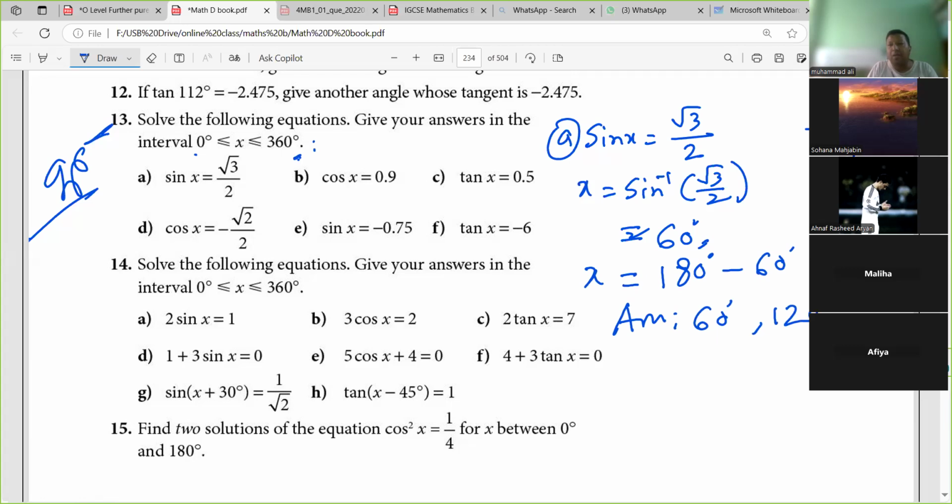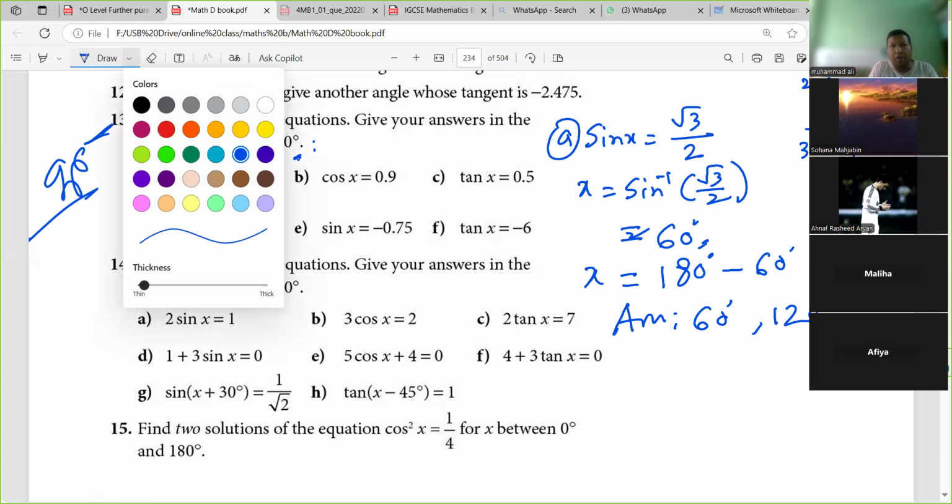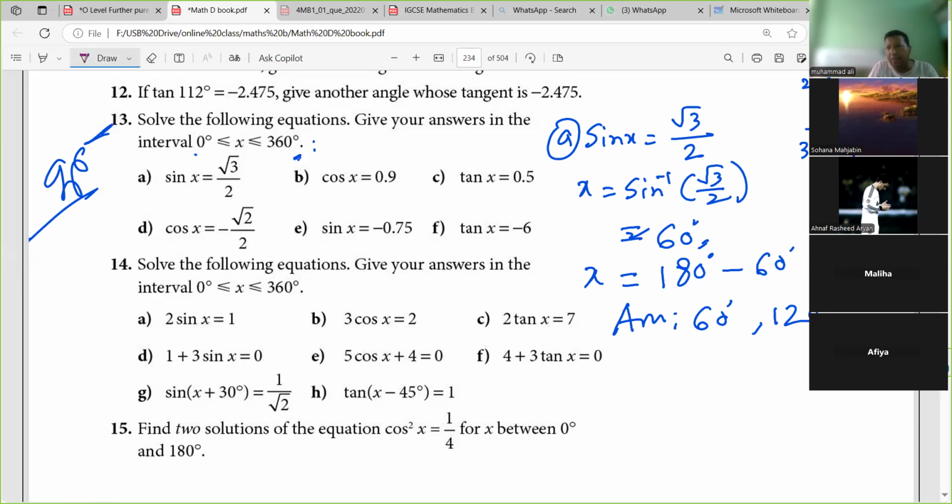Sir, how is it 120 degree? Could you explain that again? Yes. One thing you have to remember, this is the first quadrant, that one is the second quadrant, that one is the third quadrant, that one is the fourth quadrant. In the first quadrant all are positive. In the second quadrant only sine is positive. In the third quadrant only tan is positive. And in the fourth quadrant cos is positive.